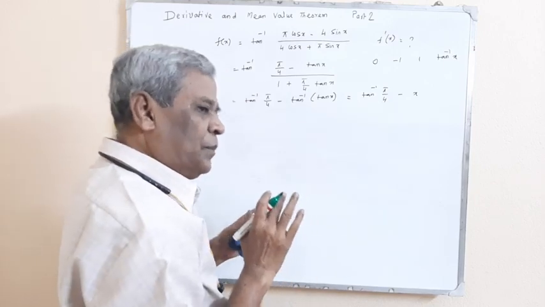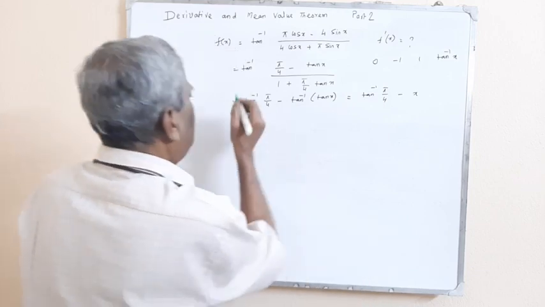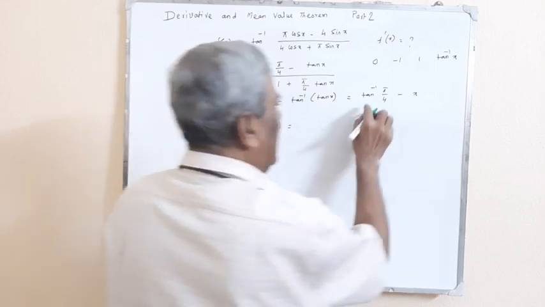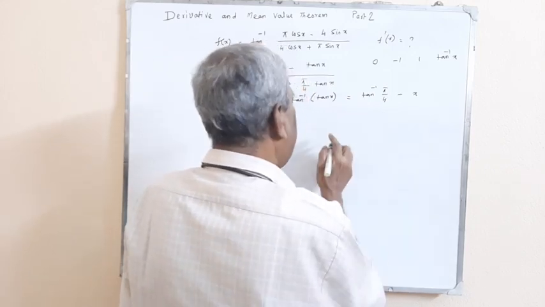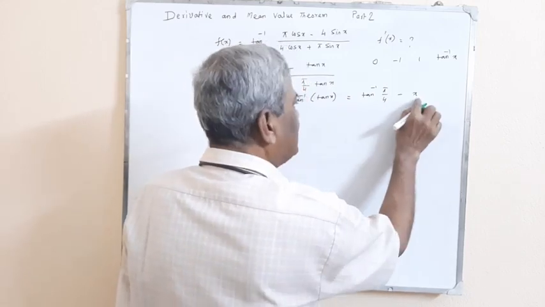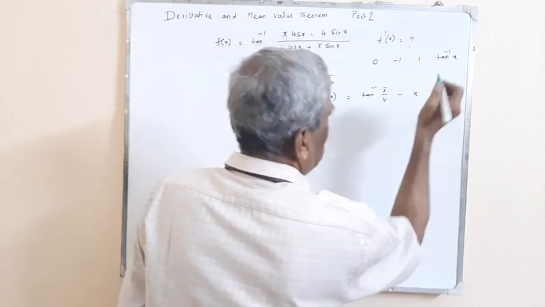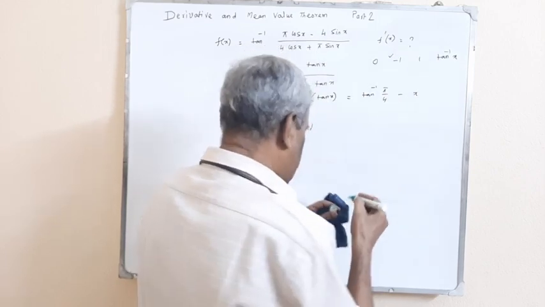Now it is a very simple form, so f dash x is equal to: because it is a constant, its derivative is 0, minus the derivative of the other part, which is 1, so minus 1. So this answer is correct.